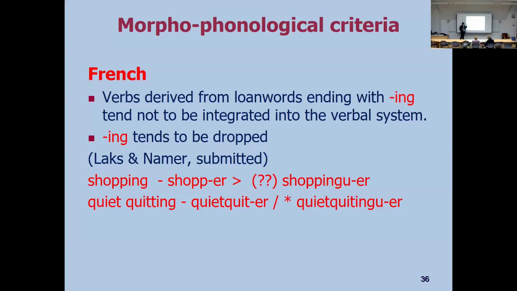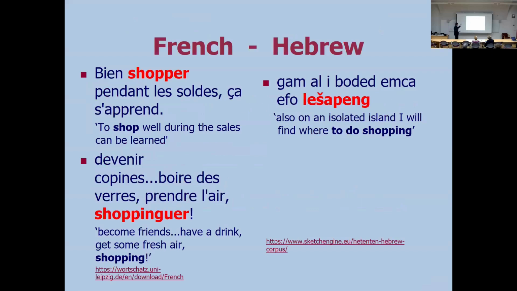I'll show you an example in a minute. For quitting, for example, we have quitter, but not quittinge. So also French speakers are sensitive to the internal structure of loanwords and tend not to integrate them fully. So in French, we have bien choper, to shop well. And also we have shoppinge. In Hebrew, we found a few examples of le chapeng, which is the infinitive of shipeng.